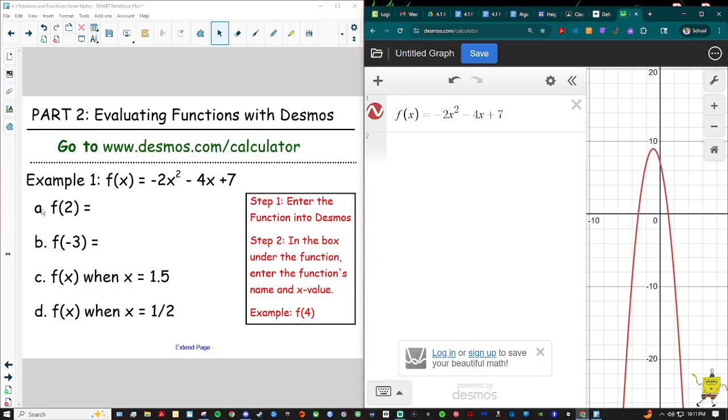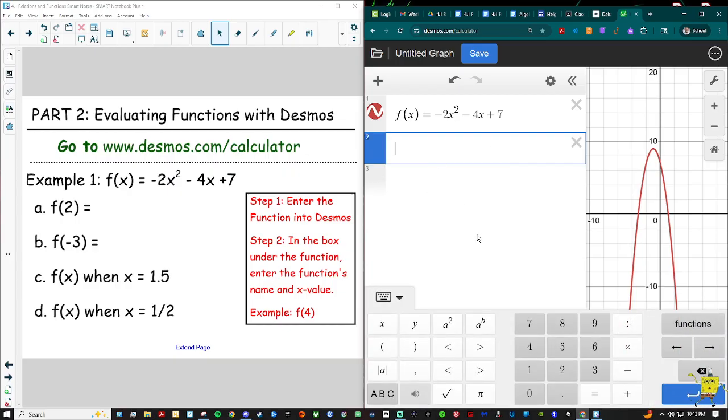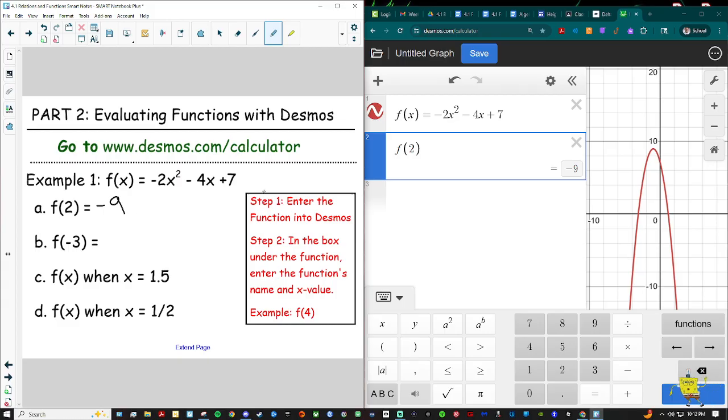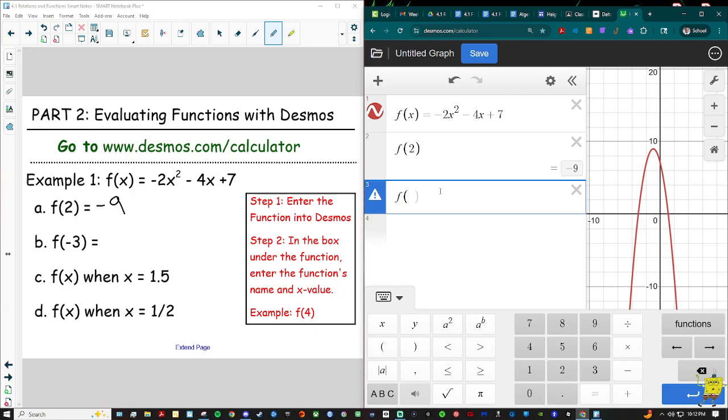First question, what is f of 2? In my next line down, I'm going to just type that in, f of 2. And my answer pops up. The answer is negative 9. That is it. That is all you need to do, negative 9. Next, it says, what is f of negative 3? So I type in f, parenthesis, negative 3, parenthesis, and I get my answer. My answer is 1. That's it. That's how we evaluate a function with the help of Desmos.